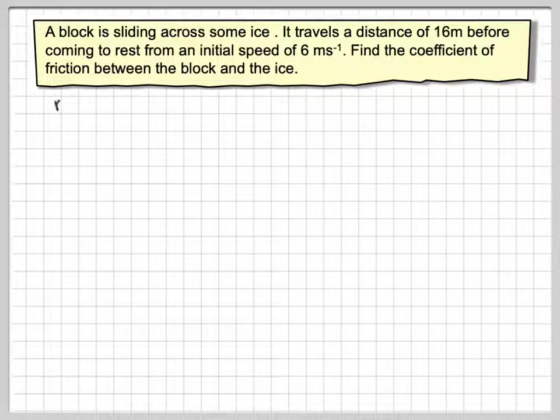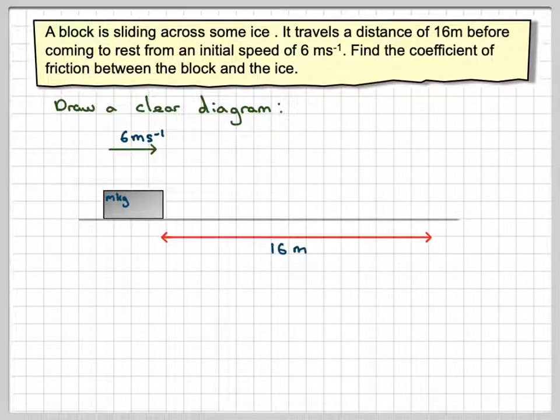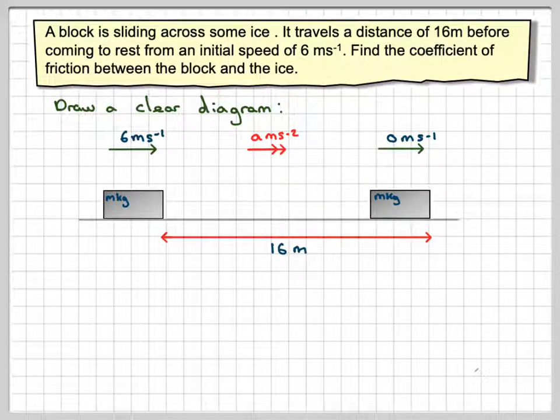Now, before you do any sort of mechanics problem, it's good to draw a clear diagram. So here is my ice and here's my block. We don't know the mass of the block, so we'll just say that is m kilograms. It has an initial speed of 6 meters per second. It's going to travel 16 meters and end up at rest, so the final velocity will be 0 meters per second. What we don't know is the acceleration, but we can use the Suvat equation.